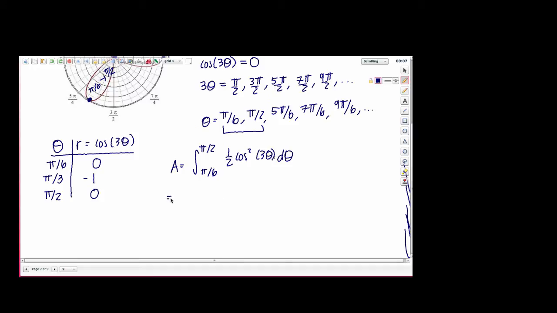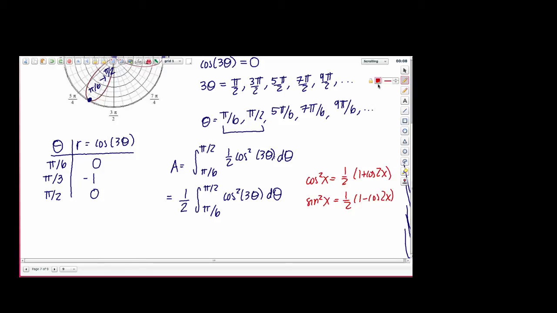So the first thing I'm going to do is pull out the 1/2, and I'll get integral pi over 6 to pi over 2 cosine squared 3 theta. Anytime I'm integrating cosine squared or sine squared, I'm going to need to use my angle identities. I'm going to use the identity cosine squared x is 1/2 (1 plus cosine 2x). We don't need it here, but I'll write it down: sine squared x is 1/2 (1 minus cosine 2x). If you need to use these on a quiz or a test, I will give you these formulas.